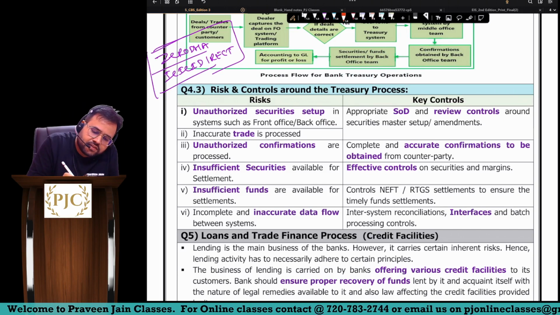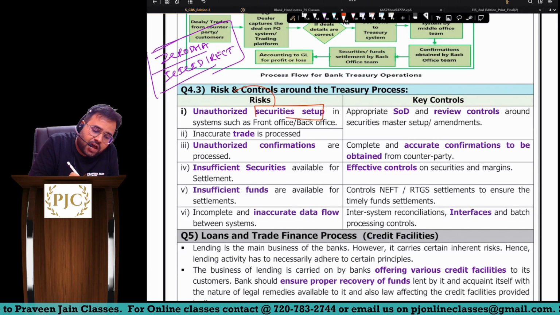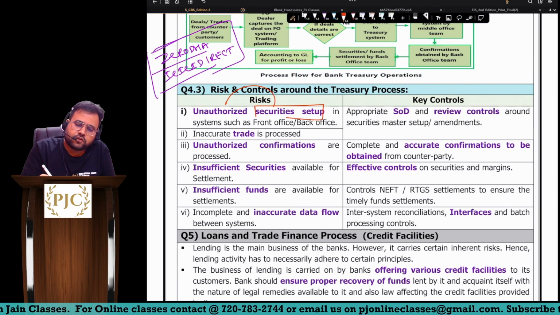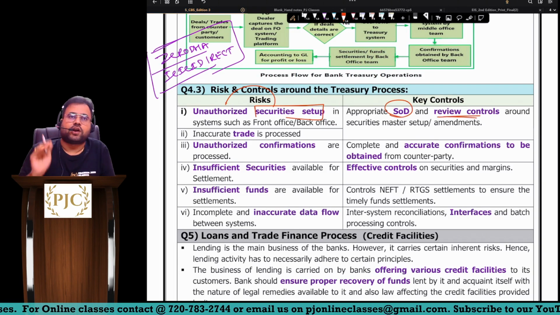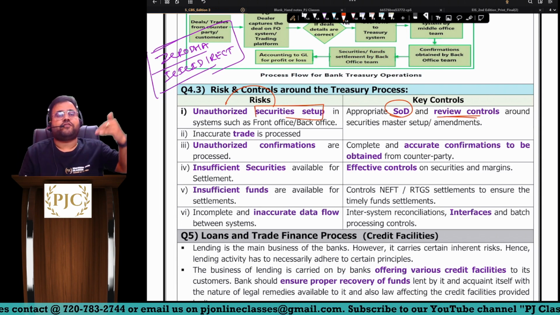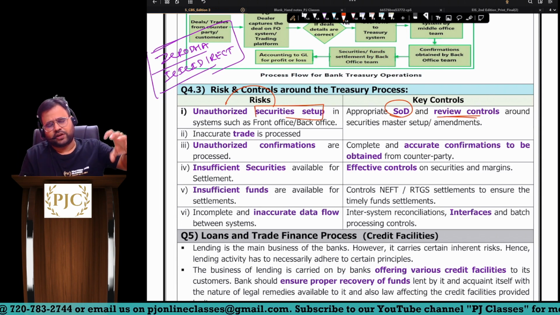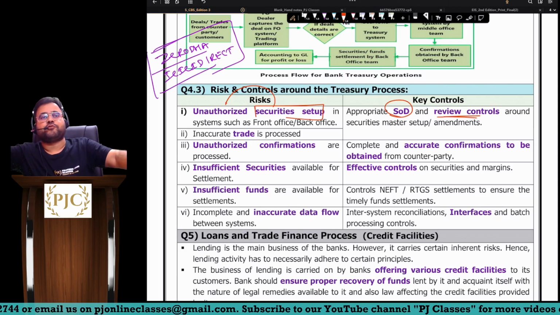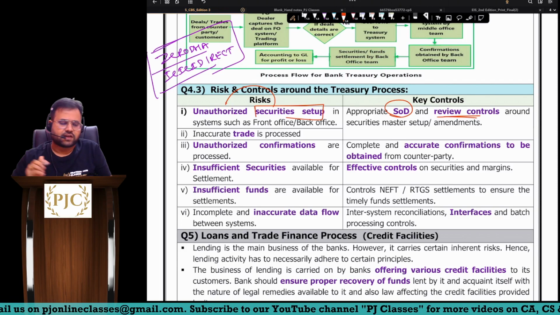So here the security setup can be unauthorized. This could be a risk, sir. So again, segregation of duties and a review control should be there. We have to ensure that the responsibility of entering the security setup is given to one person and reviewing is done by another person, sir. So this is the control.